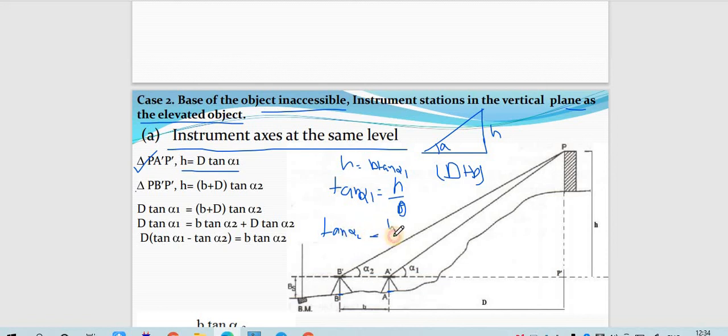h by D plus B, or B plus D. Same. So h can be replaced by B plus D tan alpha 2. Now we know that the left hand side is common, so the right side will also be the same. So D tan alpha 1 equals to B plus D tan alpha 2.